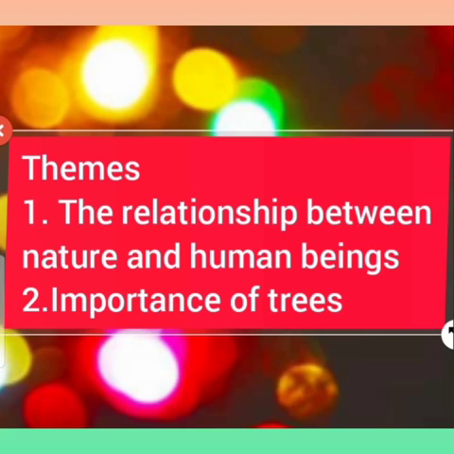The final aspect we discuss is the tone of the poem. The tone is the attitude with which the poet has written the poem. The tone of the poem is light-hearted and cheerful. The poet is very happy as she is recounting the importance of trees in our lives.